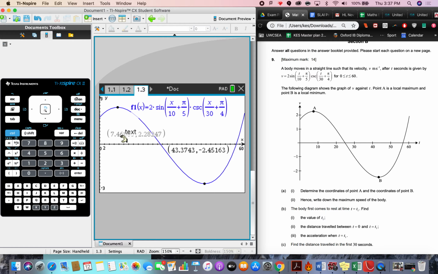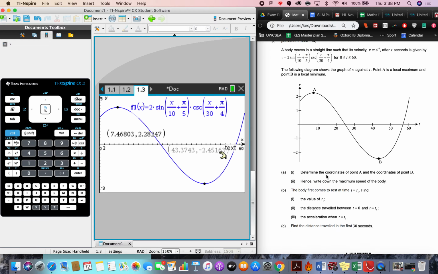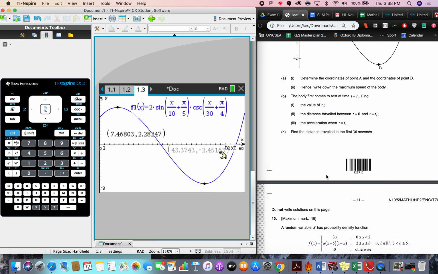This is time 7.47 seconds, velocity 2.28, time 43.37 seconds, velocity -2.45. So that's just speed in the opposite direction. This is the greatest speed. Maximum velocity, minimum velocity, but this 2.45, because speed has no direction, is the greatest speed. So we've already done A part 1, A part 2. We've already picked up loads of marks, all right? I'm going to keep going with it.